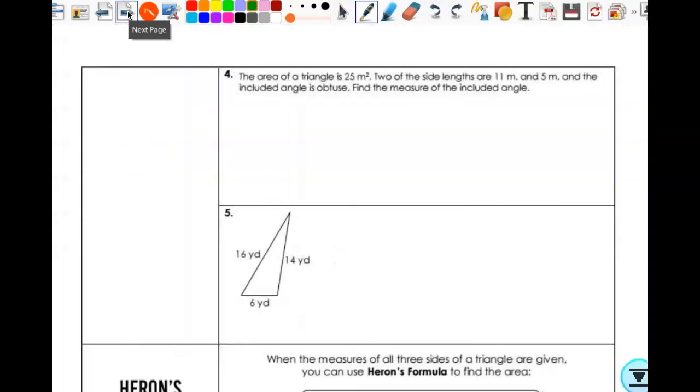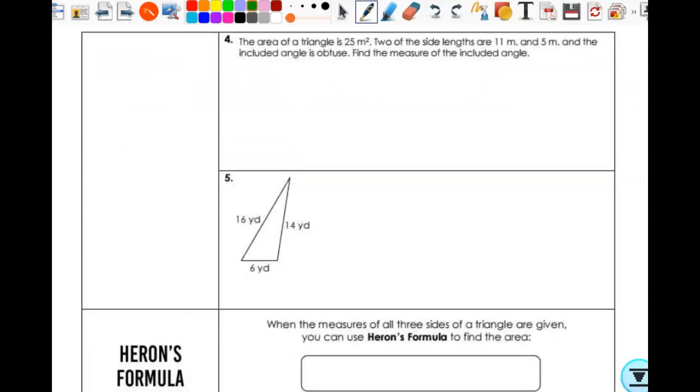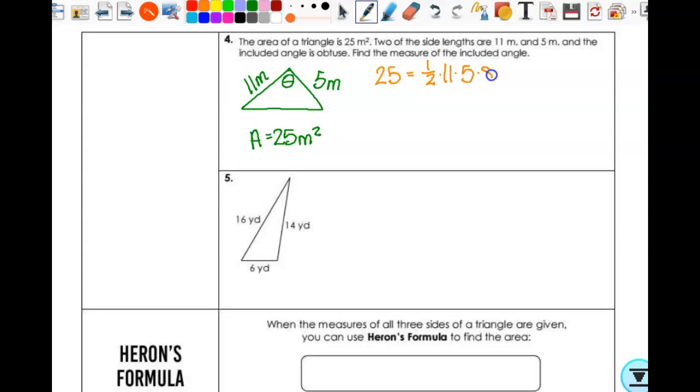Okie dokie. All right, so another one where they give us the area. So here's my triangle. Area of the triangle is 25 meters squared. Side lengths are 11 meters and 5 meters. And the included angle is obtuse. Find the measure of the included angle. So I'm looking for theta. Okay, so that means that the area, whoops, I don't need to write area. I do that almost every time I have the area. It is 25. That's equal to 1/2 times 11 times 5 times the sine of theta. So 25 divided by 1/2 times 11 times 5 equals the sine of theta.